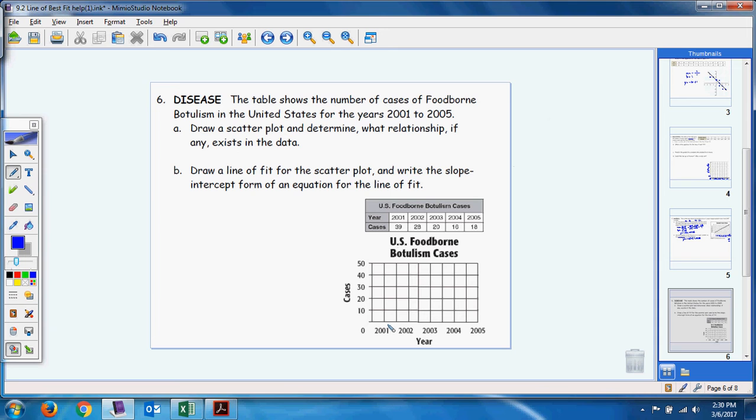Plot your points. Is there a relationship? Draw a line. What's that equation? M is our slope. Remember, rise over run. B is our starting point. Can you figure that out? Now remember, when you make your line, you're going to try and either have it on as many points as possible or kind of in between to help you out.